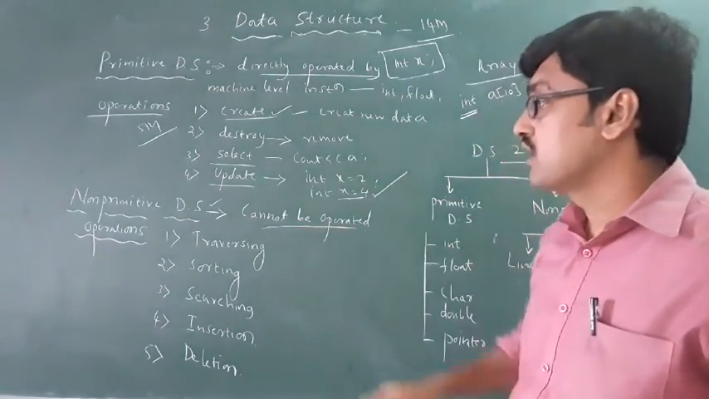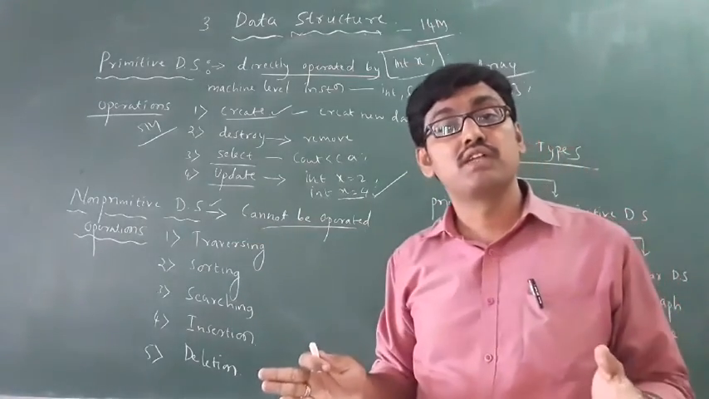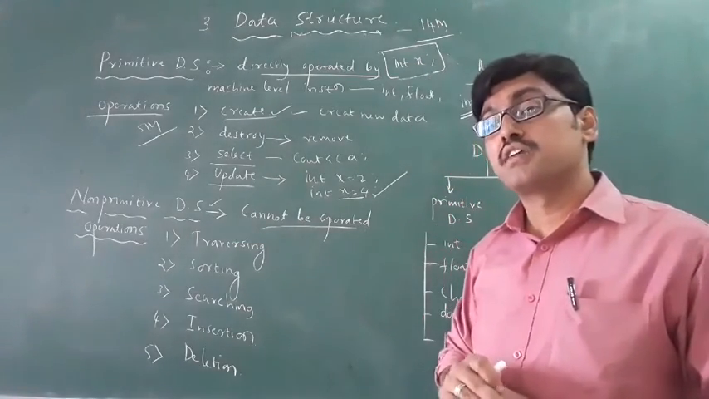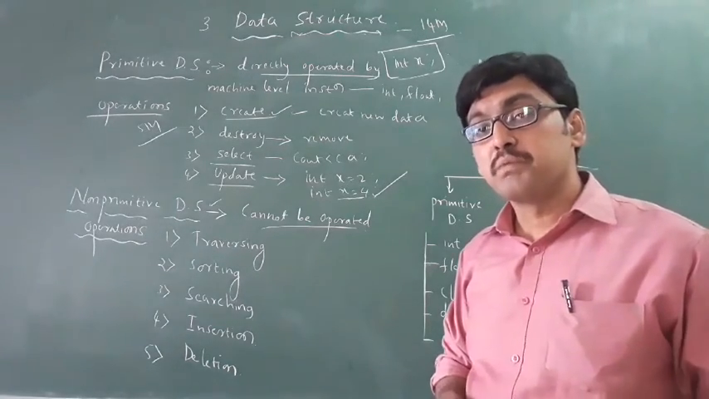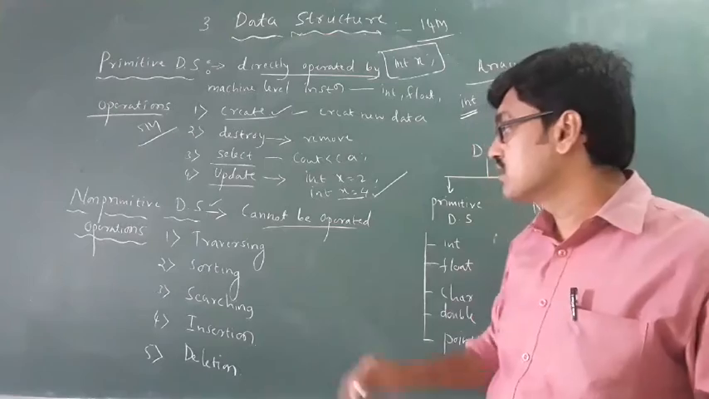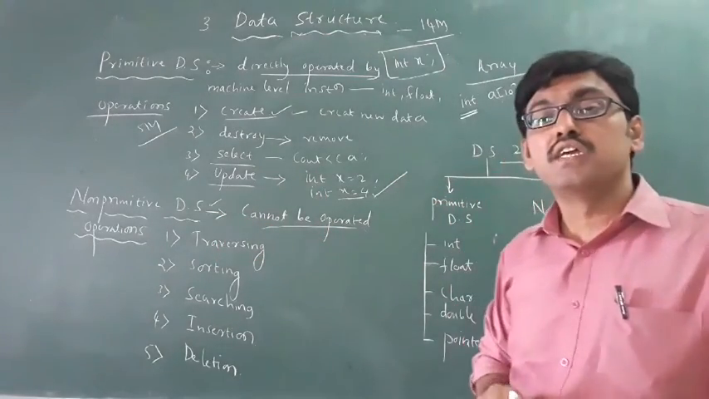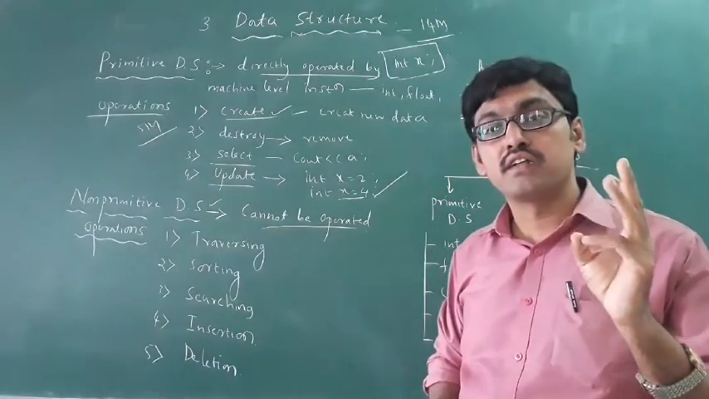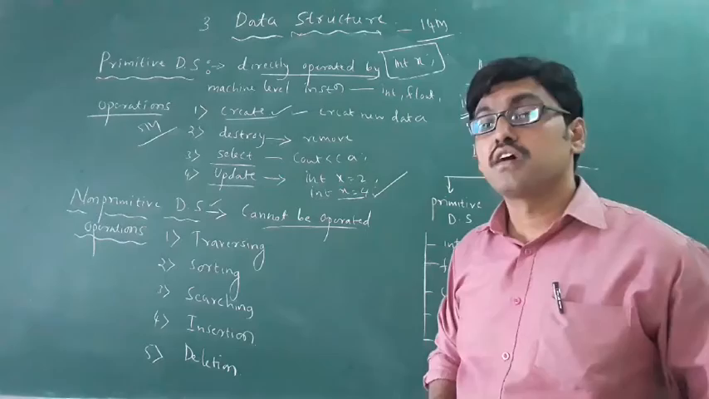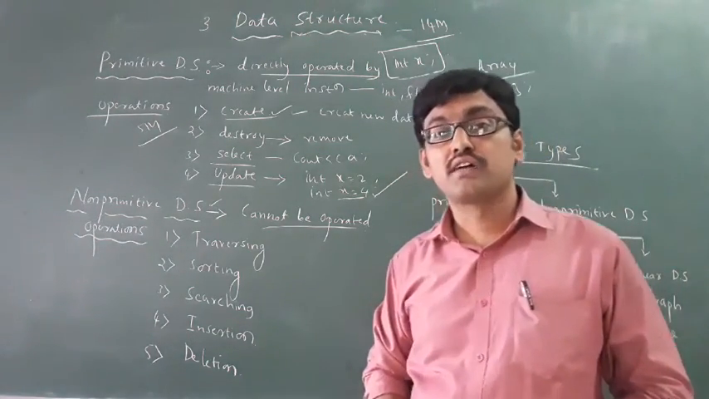That's why non-primitive data structure means what? It cannot be operated by machine level instruction. It cannot be understood by the compiler. If you want to understand it, you must use primitive data structure. Examples are array, string, stack, queue, then linked list. These are the best examples for a non-primitive data structure.